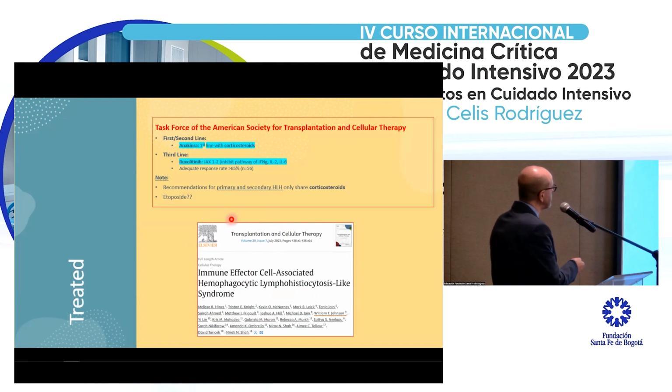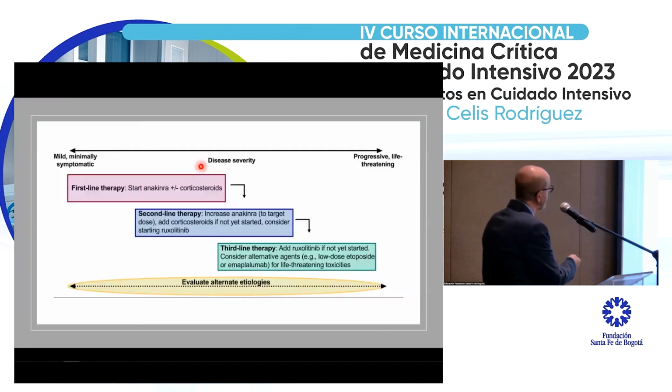And the recommendation is to start with anakinra first line, and second line with corticosteroids, increasing the dose. As third line, ruxolitinib, which is a JAK1/2 inhibitor. So when you look at how you start the first line with anakinra, plus or minus corticosteroids. If it doesn't respond, then you increase the dose of anakinra and add corticosteroids or steroids if you haven't started yet. And as third line, you go for the JAK1 or 2 inhibitors. And of course, supportive care, etc.